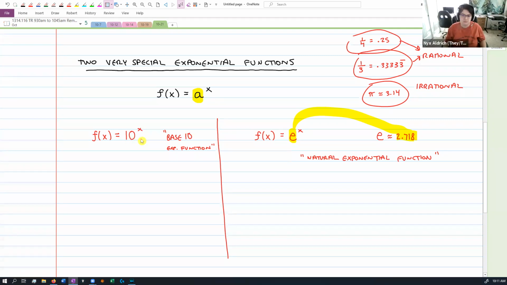In order for it to be decay, you just need that number to be less than 1, which neither of these are. So these are both examples of exponential growth. This one on the left grows faster than this one on the right, but they're both very special. So here, let's talk about why they're special.